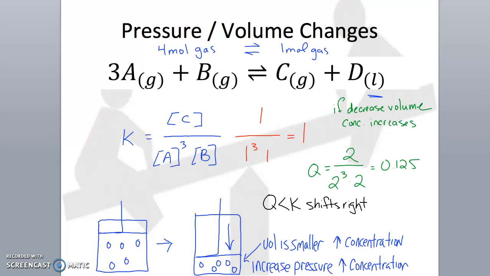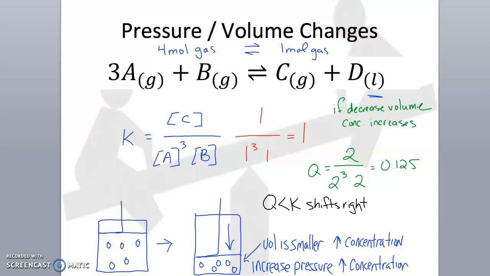Pressure or volume changes only affect gases. To understand the effects, you may find it useful to count the number of moles of gas on both sides of the reaction, as the side with more moles of gas will be affected more by the change. Another approach is to think in terms of a reaction quotient. Let's say we increase the pressure on a closed system by reducing the volume, as shown at the bottom of the slide. To determine how this will affect the equilibrium, one can assume that the initial concentration is 1 mole per liter.